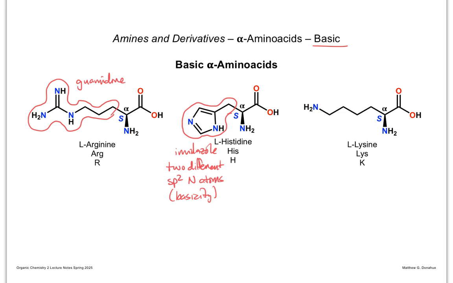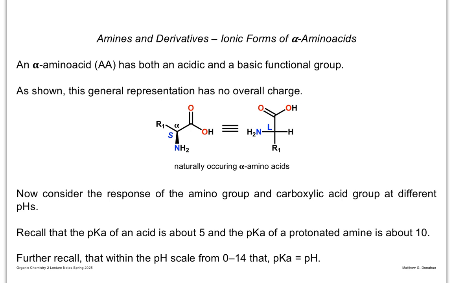And remember, where the location of the lone pair is determines the basicity of that lone pair. And then lysine has another primary amine at the end of the chain. So an alpha amino acid has both the acidic carboxylic acid functional group and the amine, which is basic.